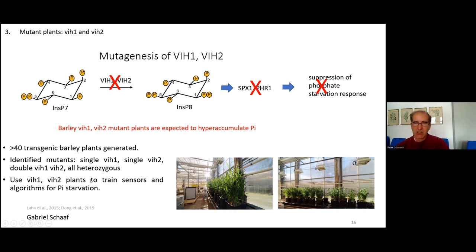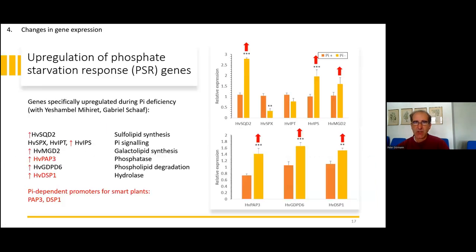Once we have them, we can try to use them to train sensors and algorithms for PI starvation, and of course to characterize these plants on a biochemical level. Okay, this is one project.